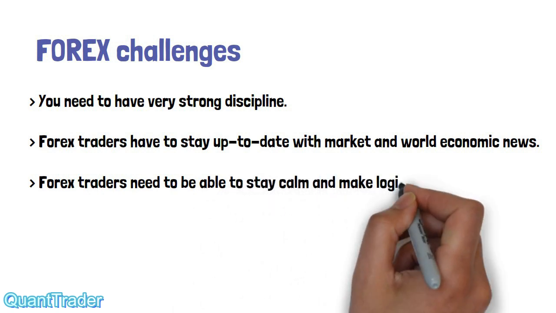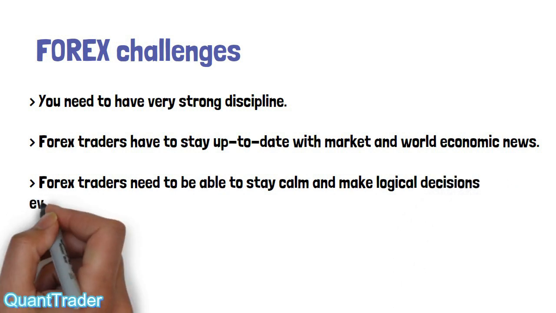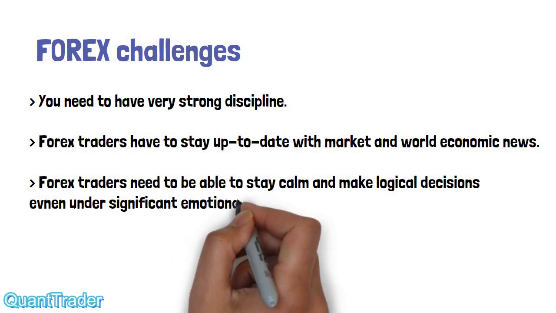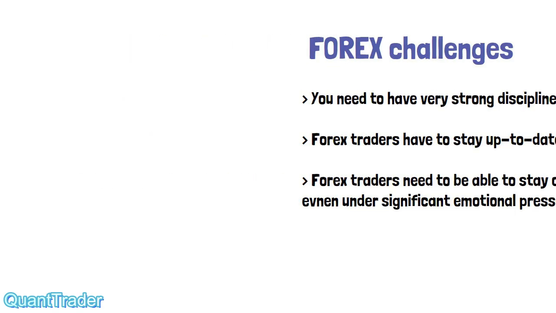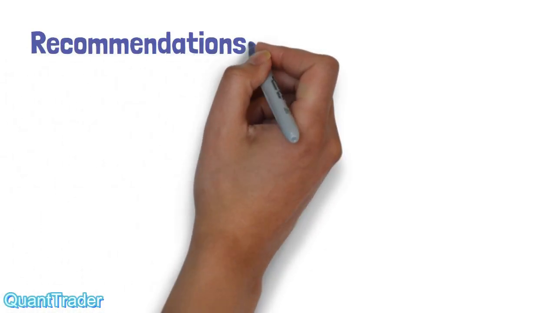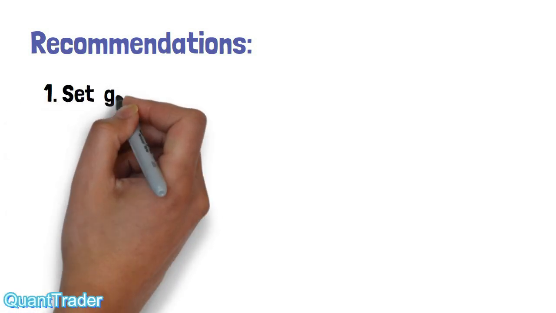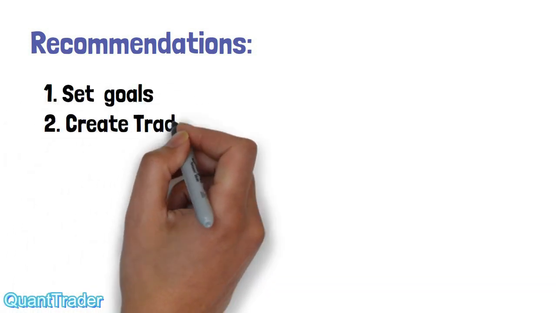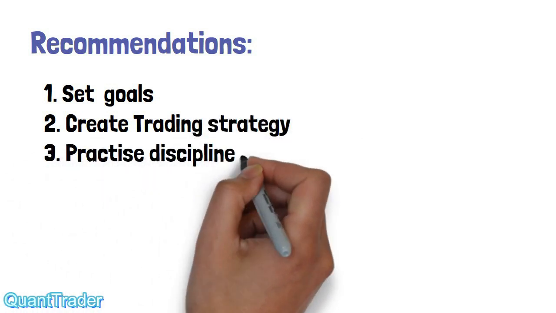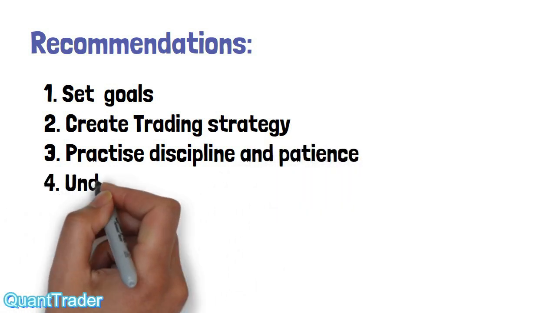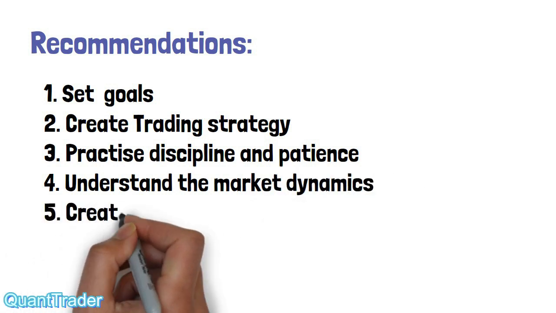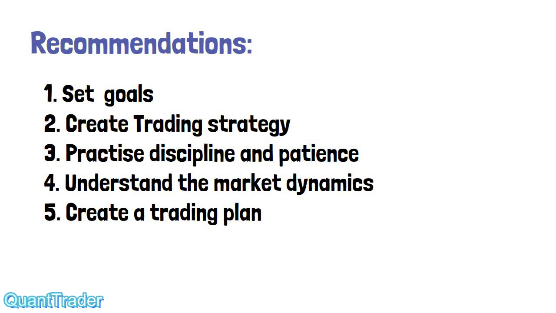Maintaining emotional control is also crucial in Forex trading. Traders need to be able to stay calm and make logical decisions even under significant emotional pressure, rather than letting emotions drive their trades. To overcome these challenges, it's important for Forex traders to have a solid trading plan. This can include setting goals, creating a strategy, and having discipline and patience in executing the plan without emotions. By being aware of the challenges and risks of Forex trading and taking steps to address them, traders can increase their chances of success in the Forex market.